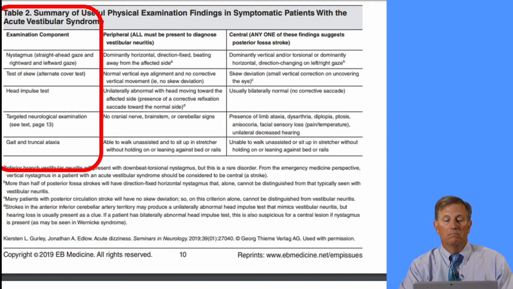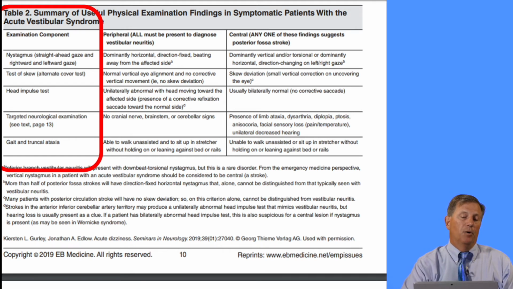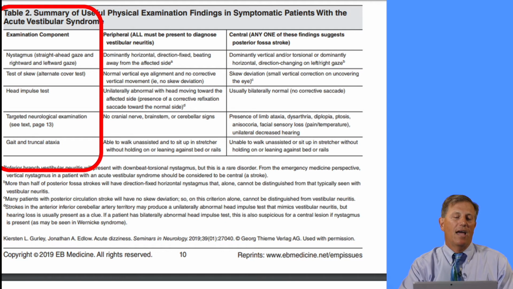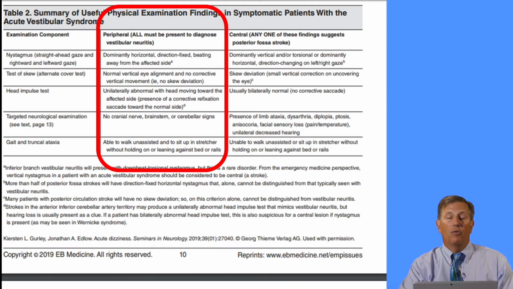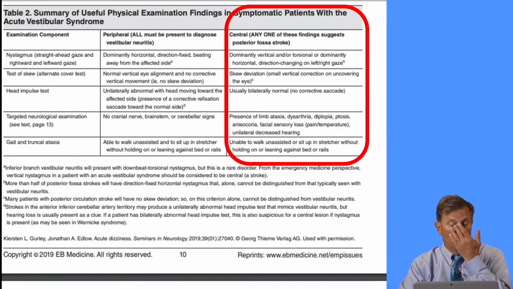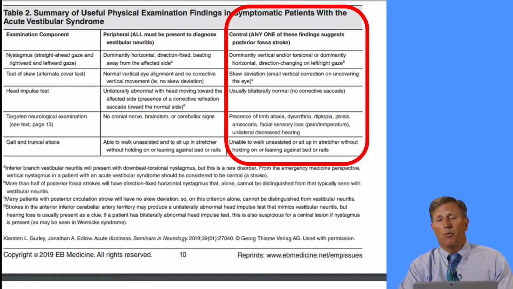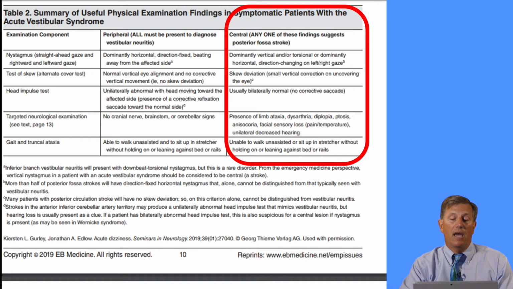So, in Table 2 in the monograph, I've put a red triangle or a red rectangle around the exam component and what is considered peripheral, and next slide, what is considered central. You need to take a look at this because it's important to know which are those that suggest a posterior circulation stroke etiology and what needs to be excluded, in other words, to be able to say that it is a peripheral etiology.